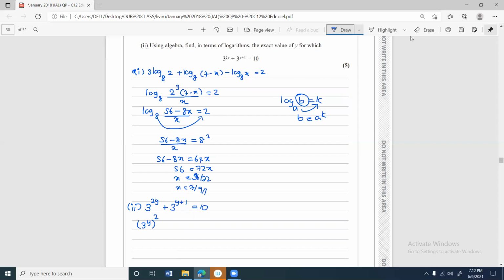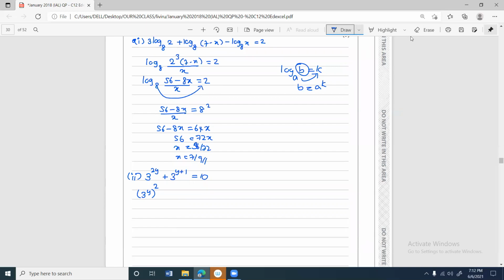My logic is to make some 3 to the power y term isolated in this expression. This 3 to the power y, you can write as 3 to the power y times 3 to the power 1, equals 10. Then if I take 3 to the power y as a letter k, what do you get? This is k squared plus 3k, and I can bring this minus 10 to the other side. Then you get the answer k plus 5, k minus 2 equals 0. With this you get k equals minus 5 or k equals 2.